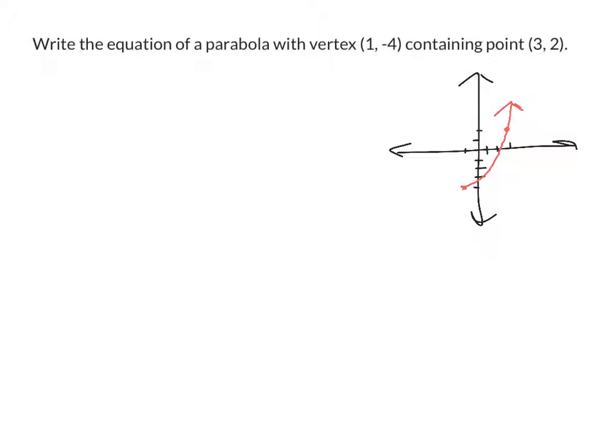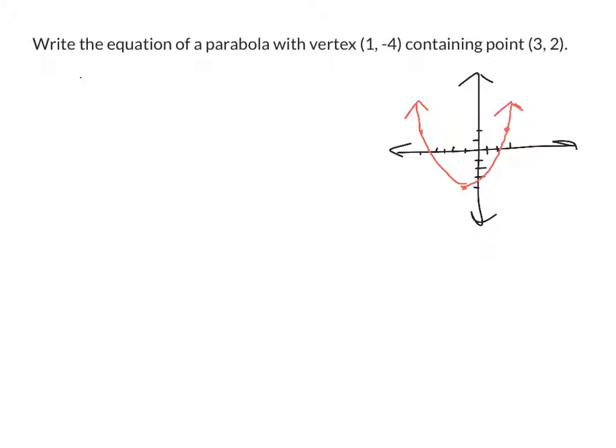I had to go 4 to the right to get to the next point, so I should have to go 4 to the left. And I had to go 6 up, so I'm going to go, once again, 6 up. And so there's my third point in order to graph this parabola. So we do have enough information to do it. Let's go ahead and actually get it done.